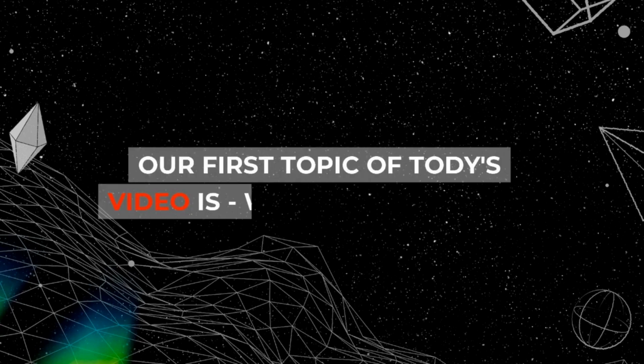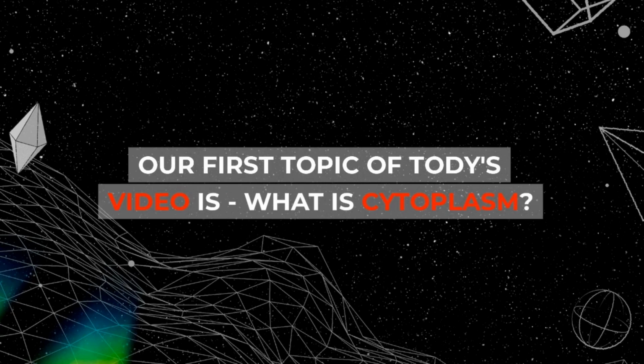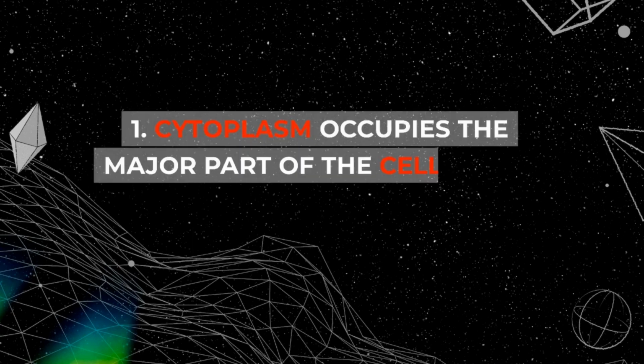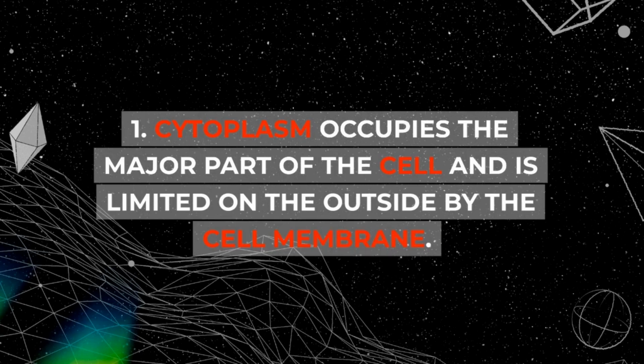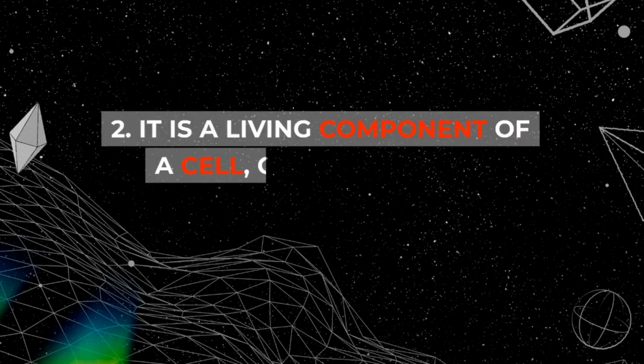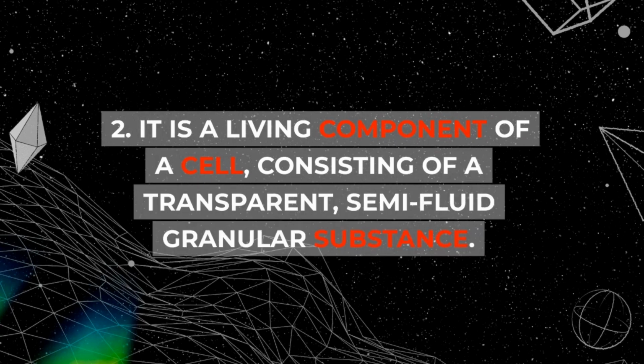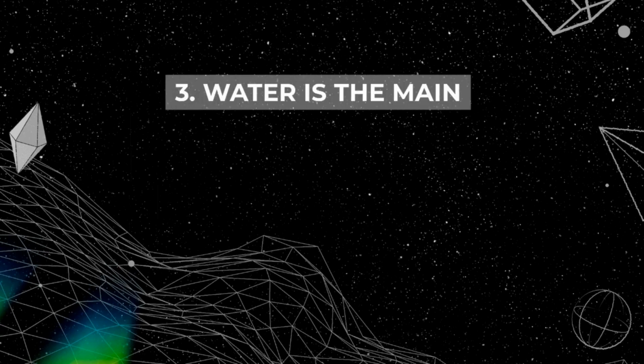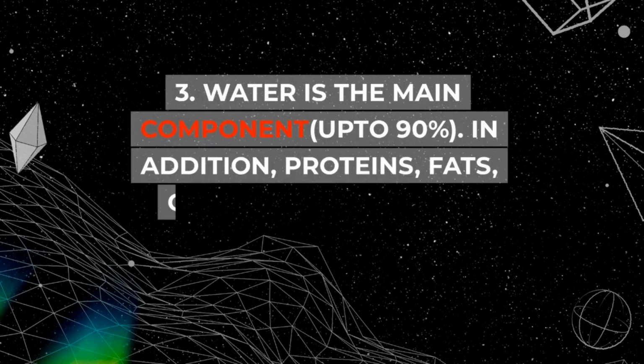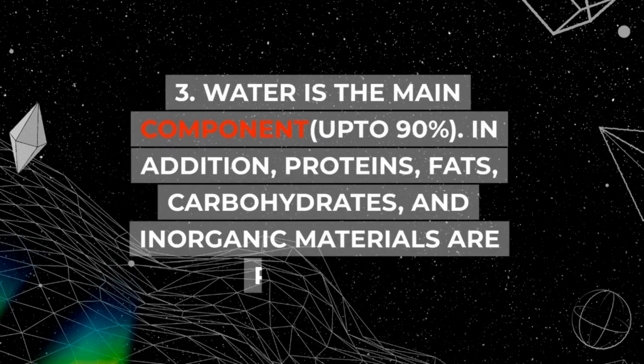Our first topic of today's video is, what is cytoplasm? 1. Cytoplasm occupies the major part of the cell and is limited on the outside by the cell membrane. 2. It is a living component of a cell, consisting of a transparent, semi-fluid granular substance. 3. Water is the main component, up to 90%. In addition, proteins, fats, carbohydrates, and inorganic materials are present.